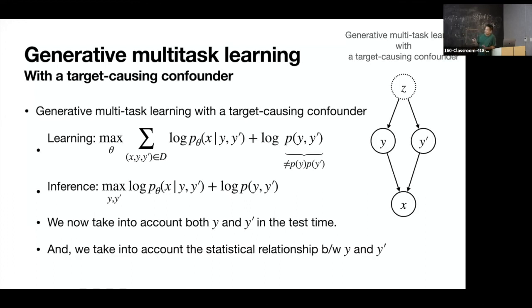Okay, so good. We continue to take into account both y and y prime, and we now have to take into account the statistical relationship between y and y prime as well. And that gets us to a place where we can now talk about why multitask learning is a good idea in this setting.